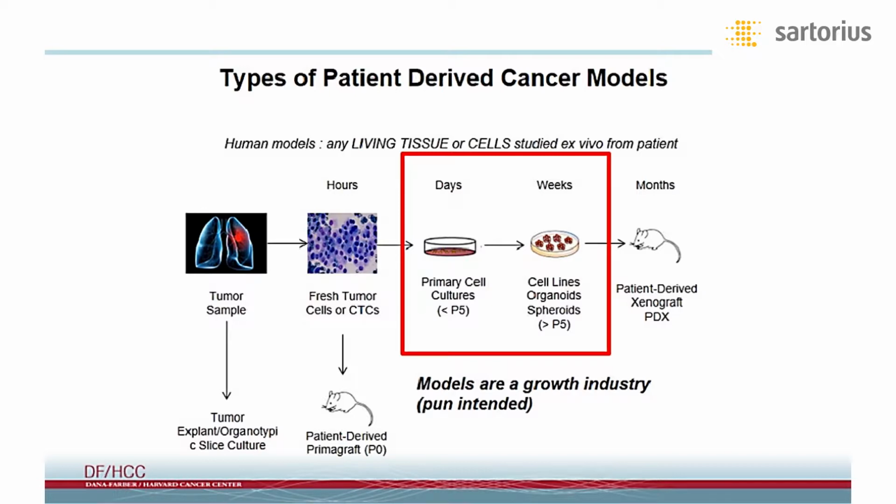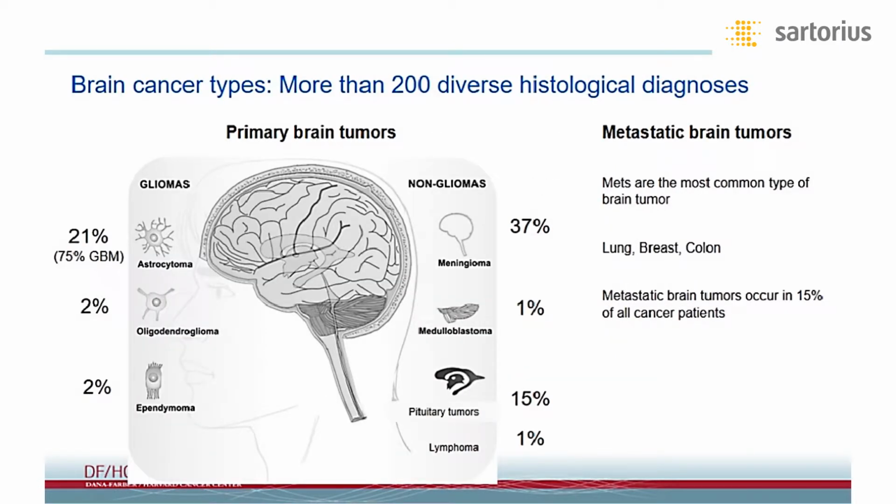Many of these models are exploding in the field, and hence we have a seminar about it. And so I just like to point out that growing such models really is a growth industry, and is very exciting for all of our labs who have been studying it. Brain tumors are particularly interesting from the standpoint of the heterogeneity and diversity that modeling is trying to represent.